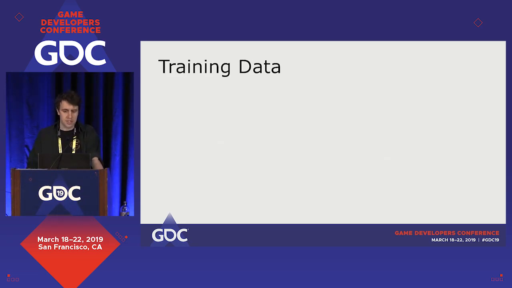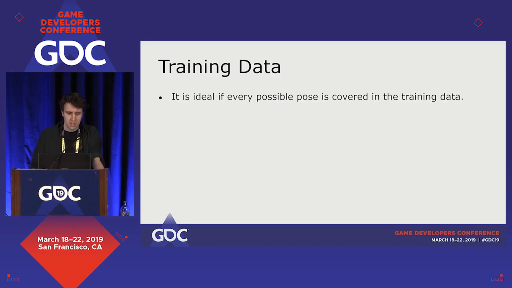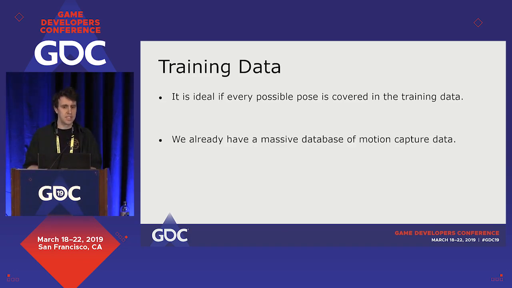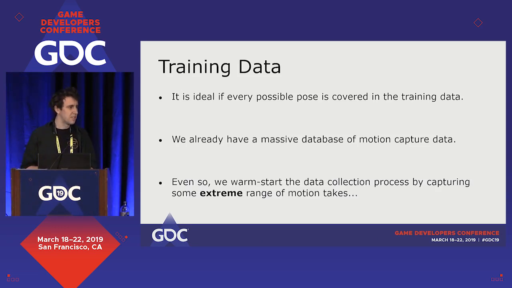So that's the network structure. For the training data, what we really need is a data set where we cover every single possible pose we might see the character in. We already have massive databases of motion capture at Ubisoft from all the captures that go into all the games. Even so, we wanted to find a way to kickstart this process. So we captured some long takes where we tried to do exactly this, which was cover every possible pose you possibly can. If you haven't seen someone try and do this, then brace yourself.